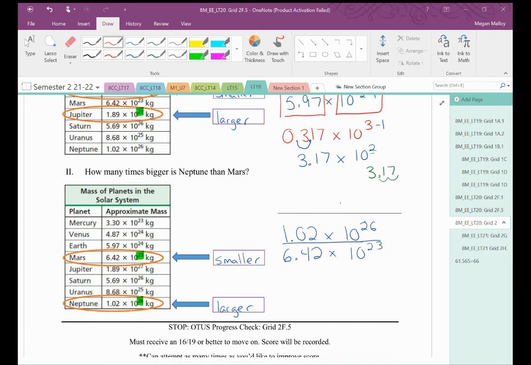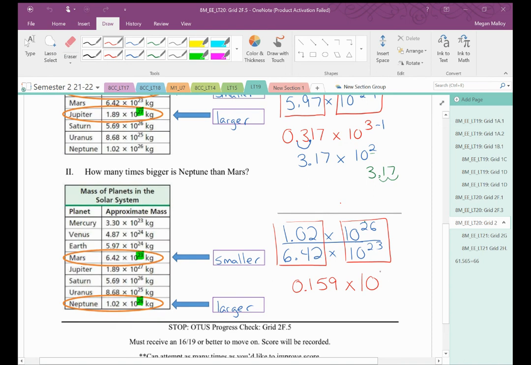So again, first thing I'm going to do is divide those coefficients, those significant digits, and 1.02 divided by 6.42 is equal to 0.159, rounding to the nearest thousandth, times, and then following my quotient rule, 26 take away 23, that would give me 10 to the third power.